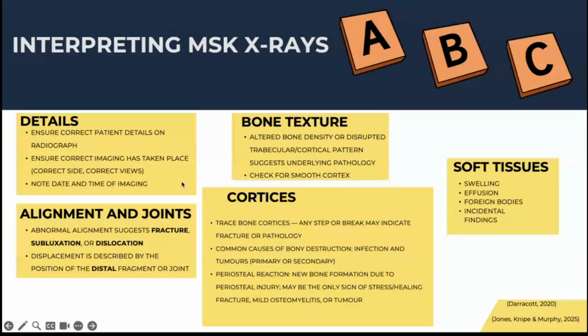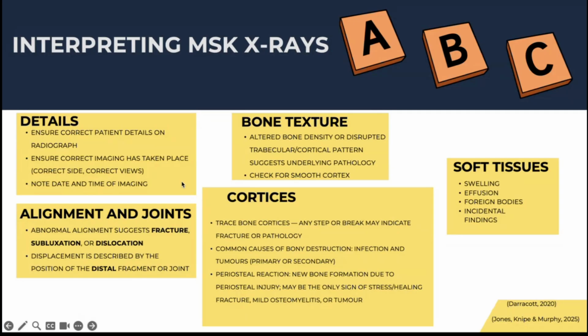First of all, it's really important to make sure that the images you've got in front of you are of the correct patient, because the last thing you want to be doing is reviewing an X-ray of a different patient. So you want to make sure you've got the correct patient details on the radiograph, that is name, date of birth, hospital number, and compare them with the notes that you've got in front of you.